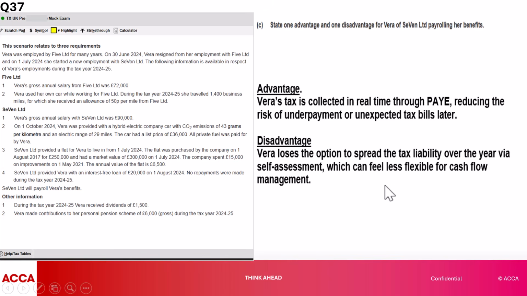But Vera will lose the option to spread the tax liability over the year because you see now, the fact that she's added it as part of her salary means she has to pay as and when she receives her salary. Unlike now, if she used the self-assessment method, she can choose when to pay. She can spread her liability more effectively across the year, which would help with cash flow.